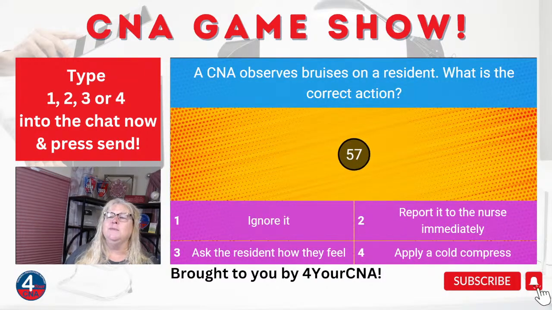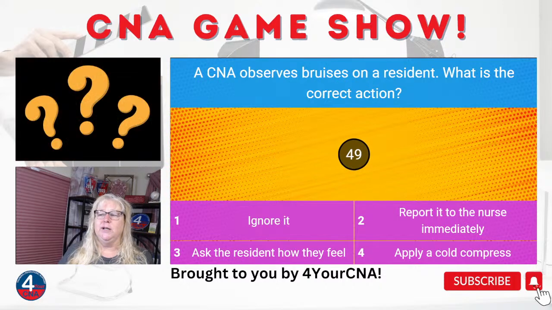A CNA observes bruises on a resident. What is the correct action? 1, ignore it. 2, report it to the nurse immediately. 3, ask the resident how they feel. Or 4, apply a cold compress.